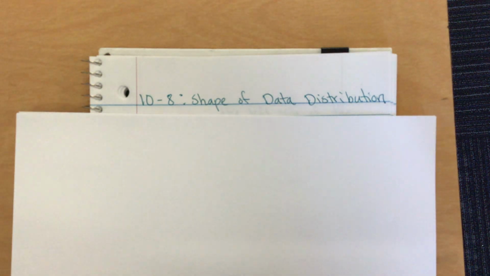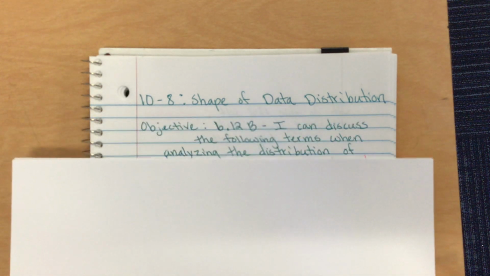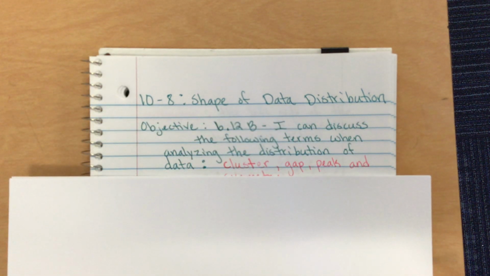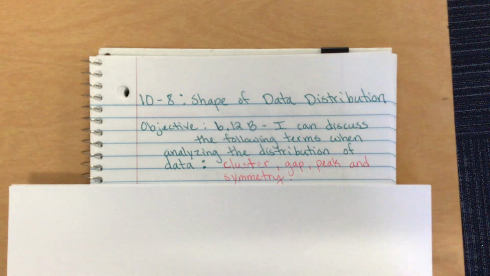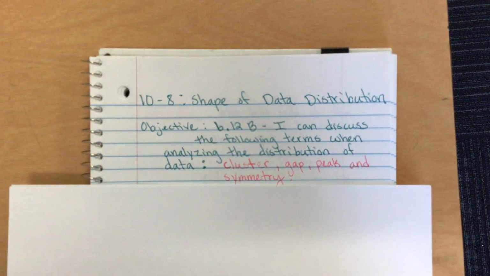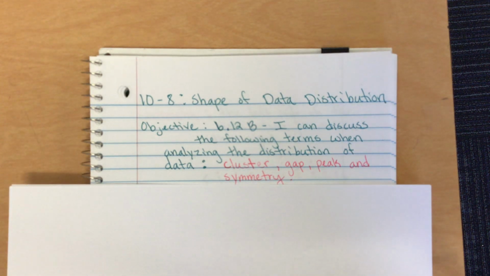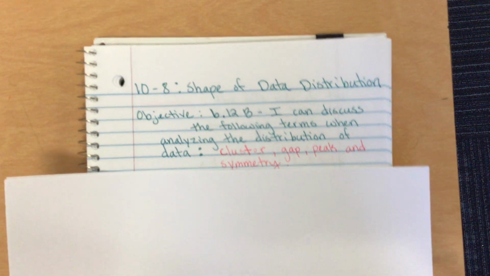Hey guys, today our lesson is Chapter 10, Lesson 8, Shape of Data Distribution. Our objective is 6.12b. I can discuss the following terms when analyzing the distribution of data: cluster, gap, peak, and symmetry. And really, ultimately, our goal is not only being able to use those terms when discussing the distribution of data, but also explain what that means.